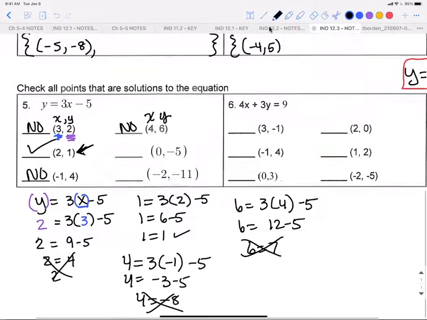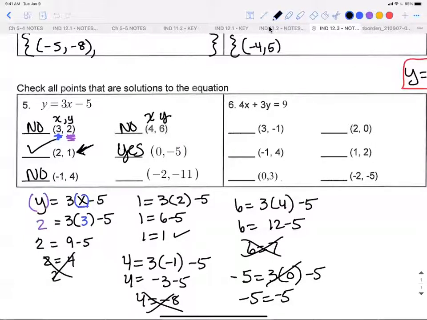So then we take the point 0, negative 5. So negative 5 equals 3 times 0 minus 5. Well, that's easy. 3 times 0 is just 0. Negative 5 does equal negative 5. So yes, that one works. And then negative 11 equals 3 times negative 2 minus 5. 3 times negative 2 is negative 6 minus 5. Negative 11 does equal negative 11. So yes, that one checks out.